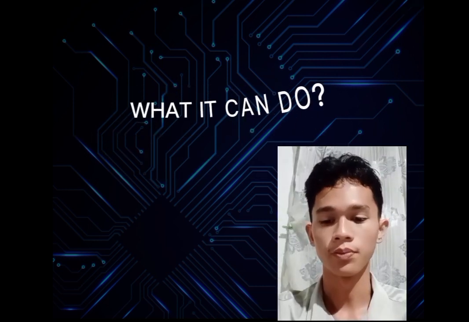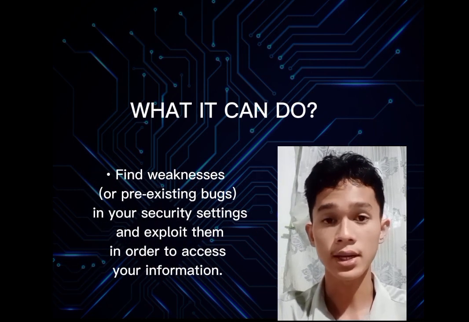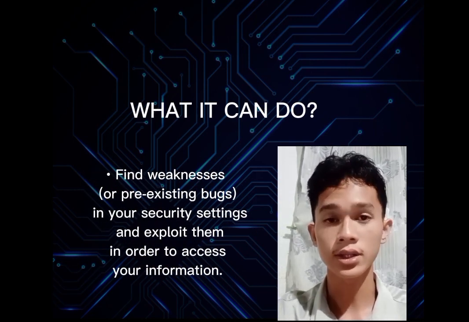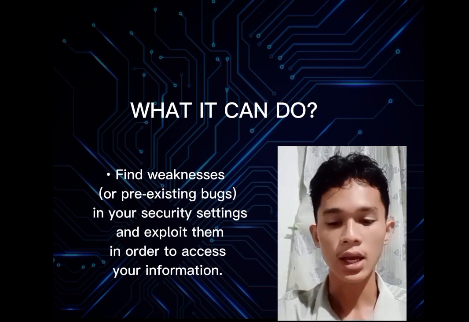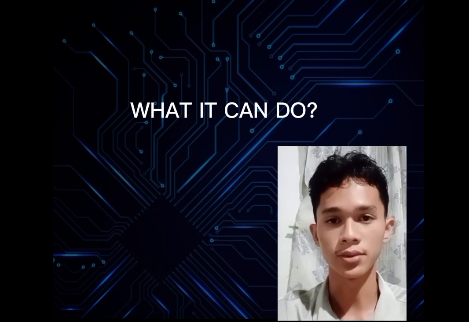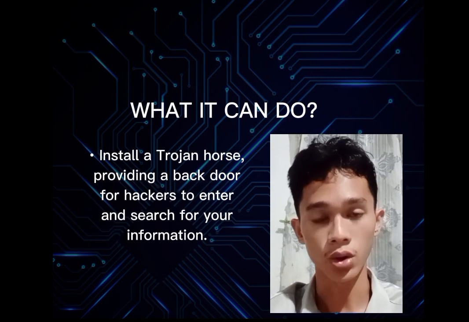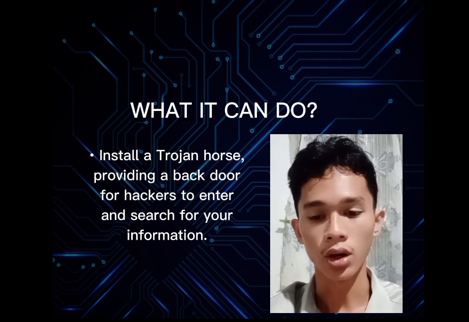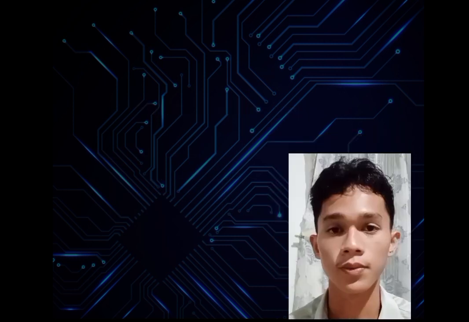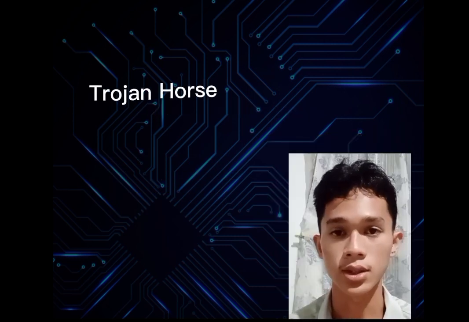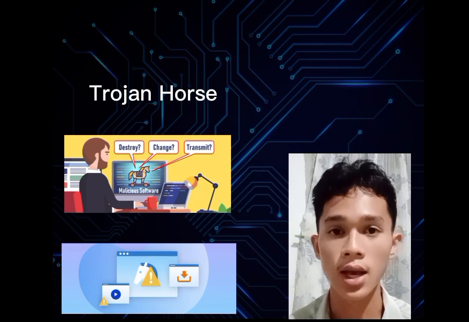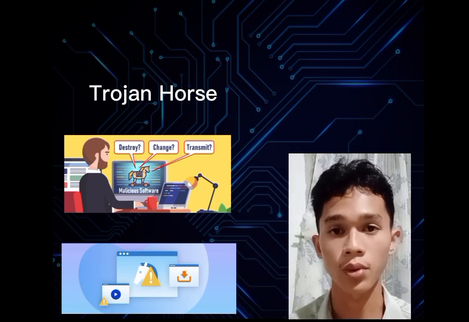So what can it do? Find weaknesses or pre-existing bugs in your security settings and exploit them in order to access your information. The other one is to install a Trojan horse, providing a backdoor for a hacker to enter and search for your information. So, what is a Trojan horse? A Trojan horse virus is a type of malware that is downloaded to a computer and disguised as a legitimate program.